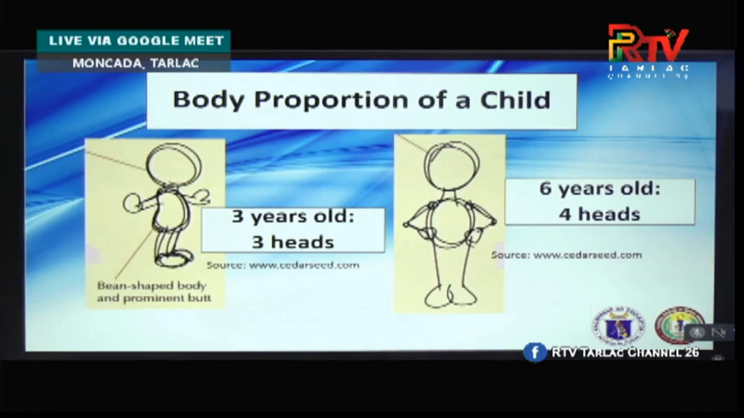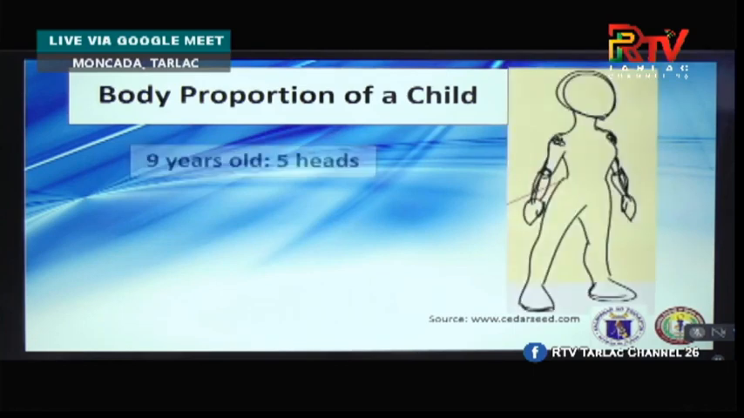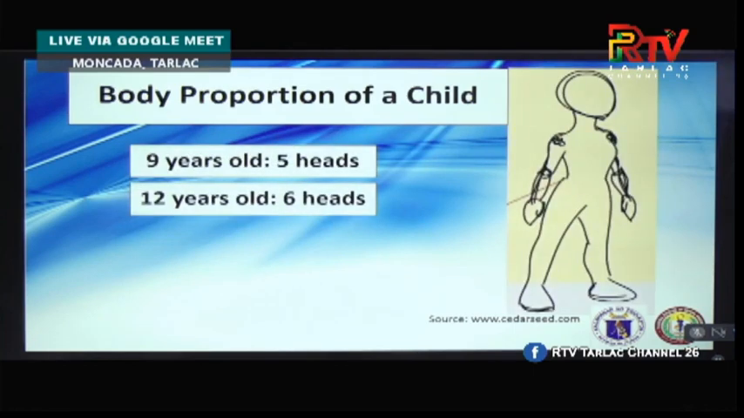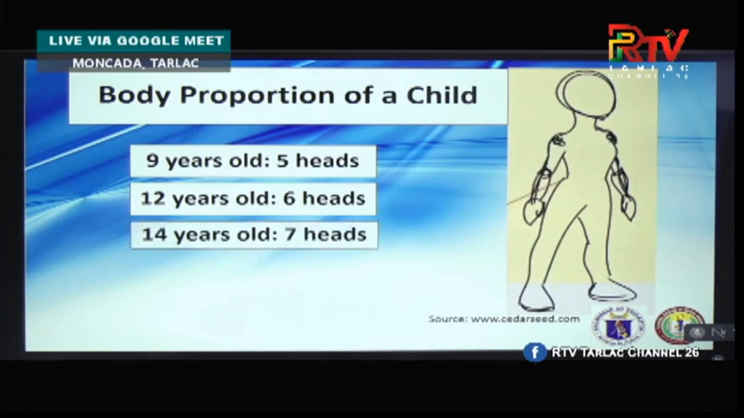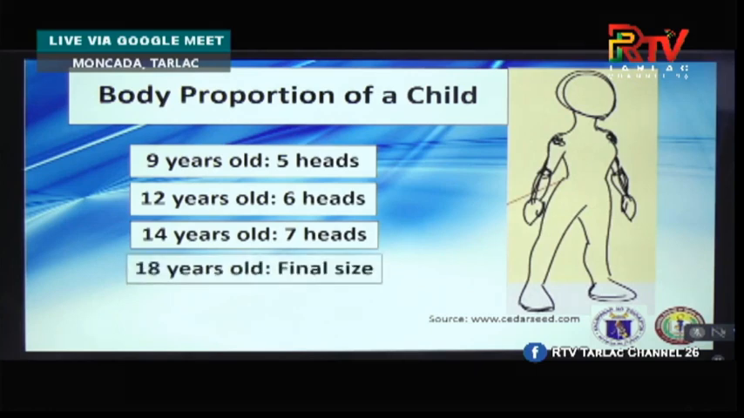At 6 years old, it is approximately equivalent to 4 heads. At 9 years old, it is approximately equivalent to 5 heads. At 12 years old, it is approximately equivalent to 6 heads. At 14 years old, it is approximately equivalent to 7 heads. And lastly, at 18 years old, it is considered the final size of a grown-up adult.